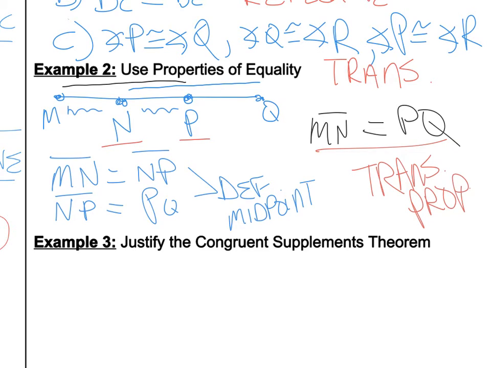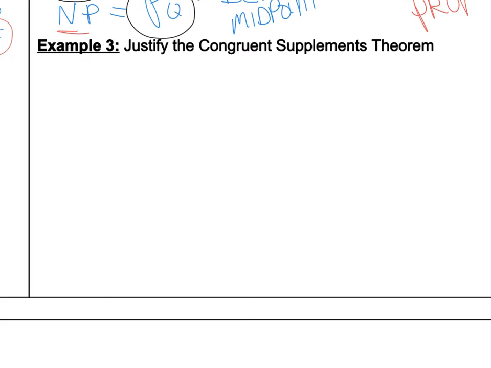The reason is, again, just like we talked about with the transitive property, you got NP with MN and NP with PQ. So therefore, the two ends are going to be equal to each other. And that's your connection. This NP is involved with both the beginning and the end. Okay? So that's how we can use these properties.